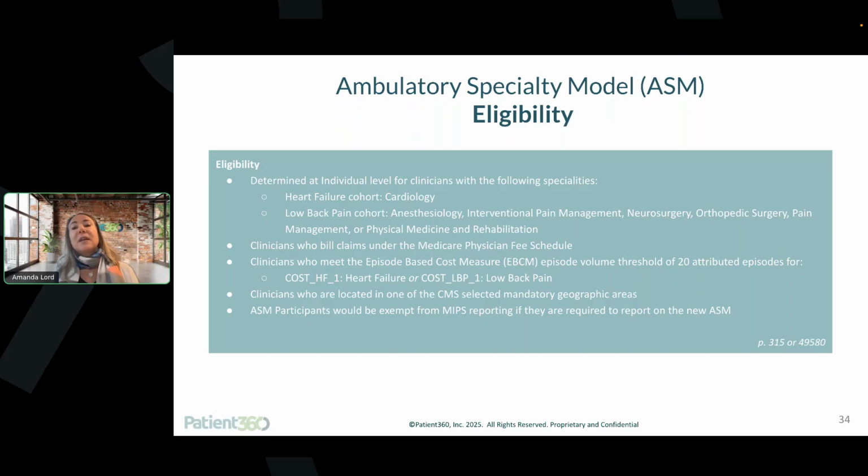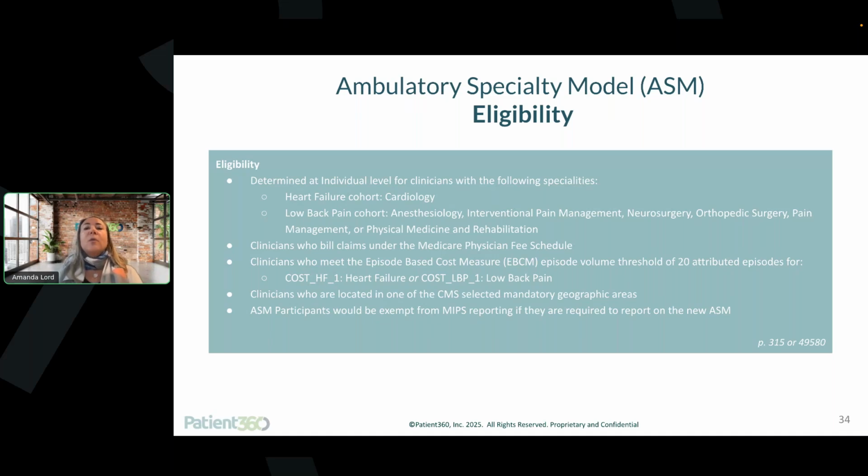CMS also finalized that ASM participants must be located in one of the selected mandatory geographic regions. CMS will use a stratified random sampling method to select these regions, accounting for factors like population density and high-low spending. They also finalized that ASM participants will be exempt from MIPS reporting for each performance year that they're required to report in an ASM. So that was finalized as well.